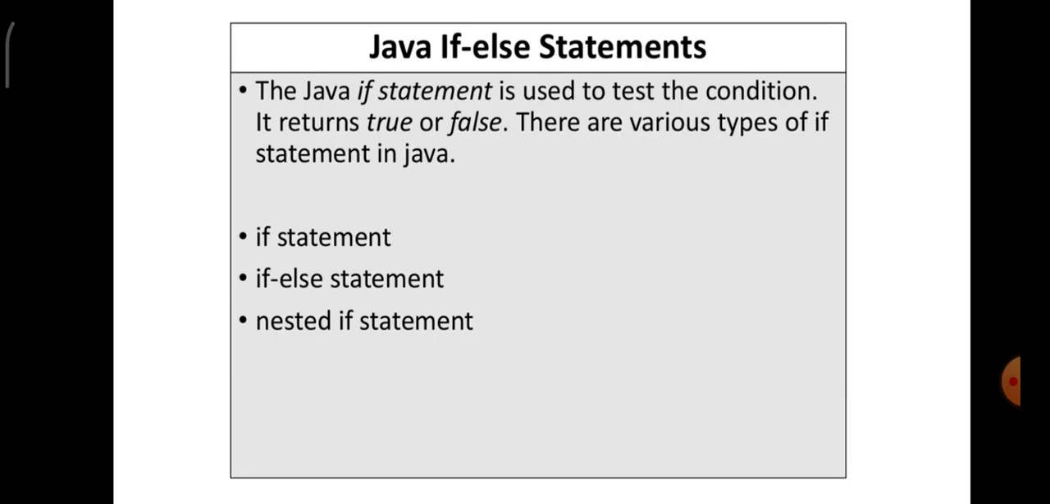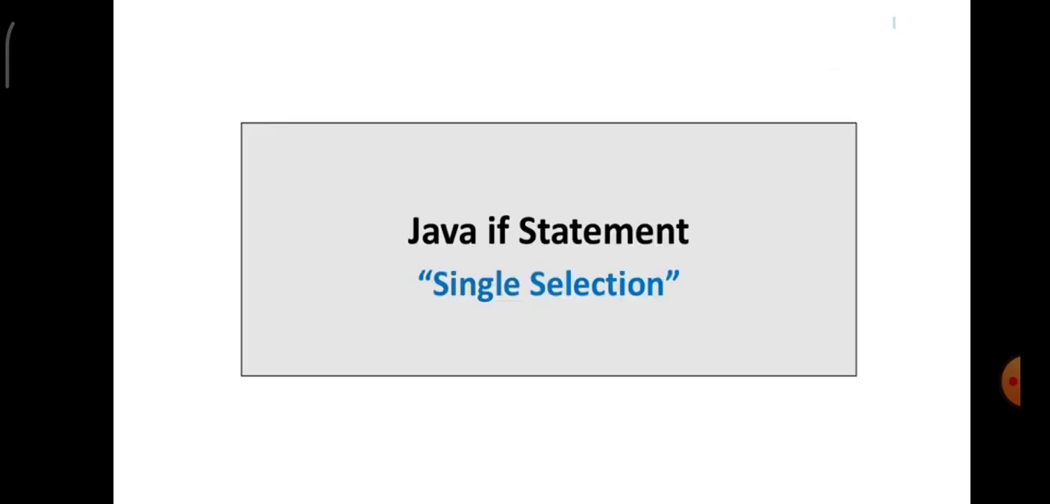And let us see what a Java if-else statement is. Basically, this if-else statement is nothing but a conditional statement, and it goes like this. The Java if statement is used to test the condition. The condition statement, the final result can be either true or false. So it returns true or false. There are various types of if statement in Java. First one is if statement, the second one is if else statement, and third one is nested if statement.